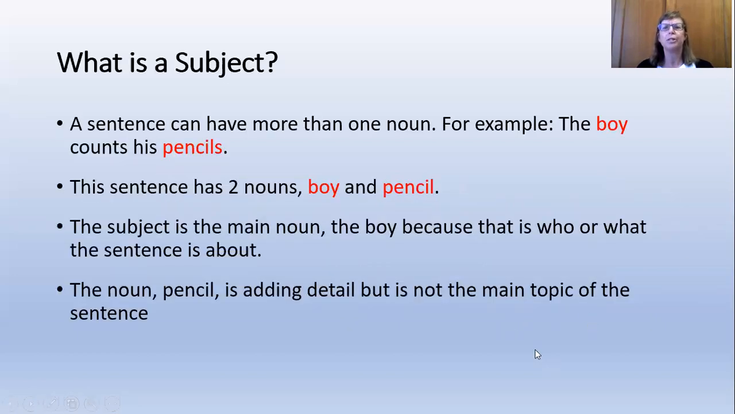Okay, first of all, what is a subject? If we're going to talk about subject-verb agreement, we need to be clear about what a subject is. A sentence can have more than one noun. For example, the boy counts his pencils. This sentence has two nouns, boy and pencil. The subject is the main noun, okay? The boy, because that is who or what the sentence is about. The noun pencils is adding detail, but is not the main topic of the sentence. The subject of the sentence is the boy because the verb is relating to what the boy is doing, not what the pencils are doing.